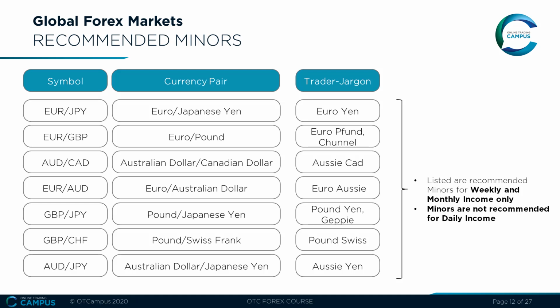Here you can see a list of minors that are recommended in the beginning. Euro JPY and Euro GBP are the most widely traded minors. They offer the most liquidity and also volatility. These are so-called high volatility markets. Other products are the Aussie CAD, Euro Aussie, Pound Yen, Pound Swiss, and the Aussie Yen. This is just a list of 7 minor pairs. Of course, you'll be able to add and remove as per your own preference. We only recommend trading minors and exotics using weekly and monthly income timeframes. Daily income is not recommended for minors.